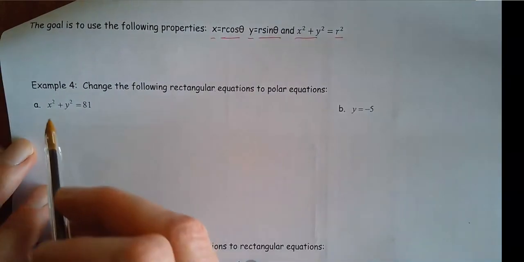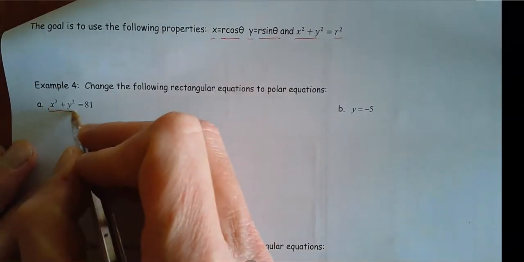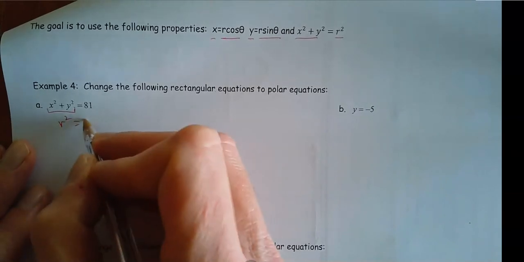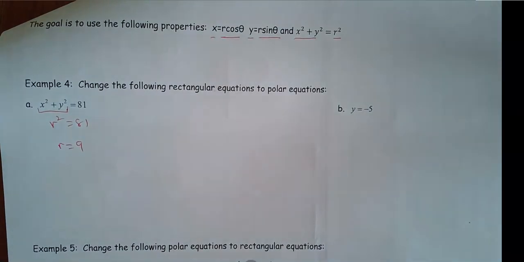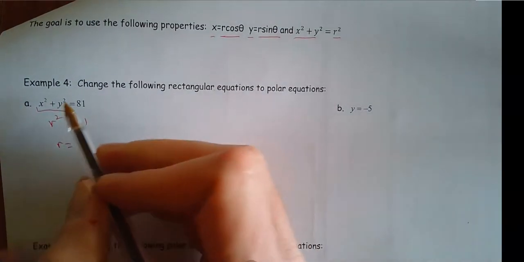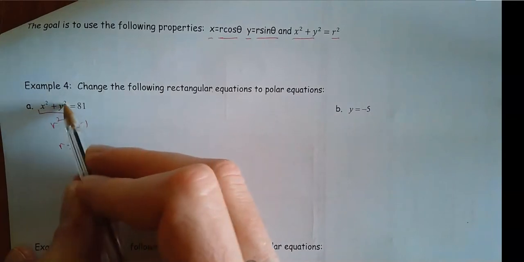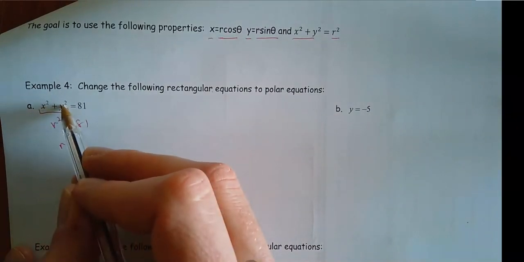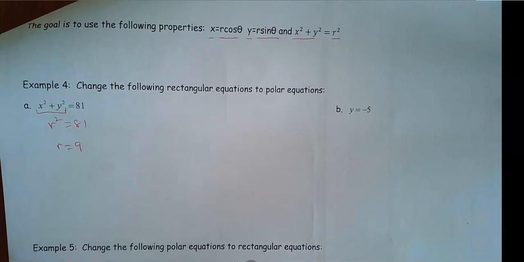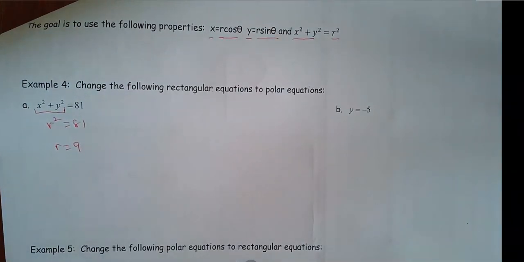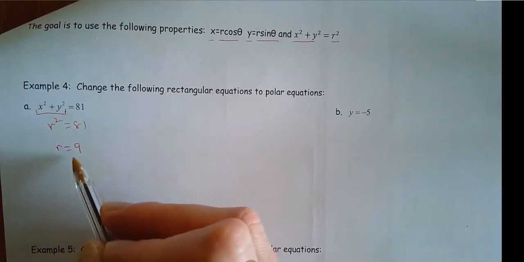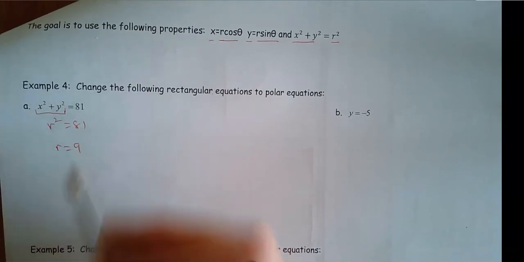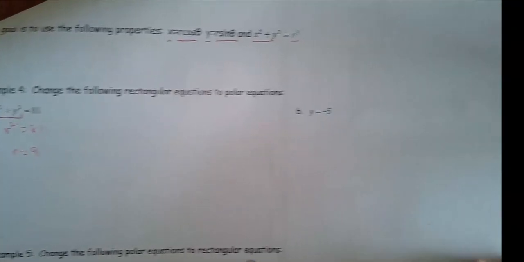So right here I see an x squared plus y squared. Replace that with an r squared. So r squared equals 81. That means r equals 9. That's it. If you graph that, this would be a circle centered at the origin, because h and k would be 0 and 0, because you're not subtracting anything from x and y. So it'd be centered at the origin, and it has a radius of 9, because here r equals 9. So if you graph both of these, you get the exact same answer.